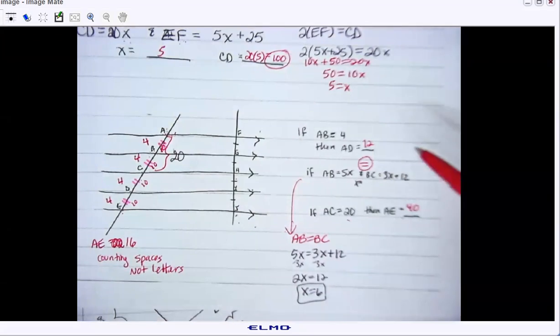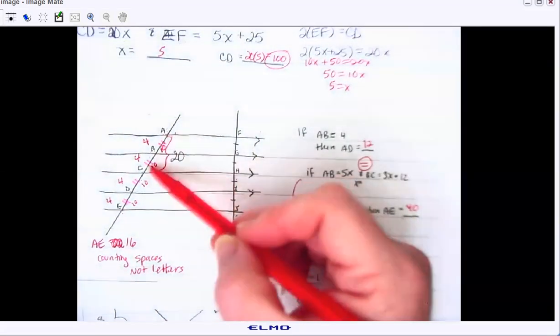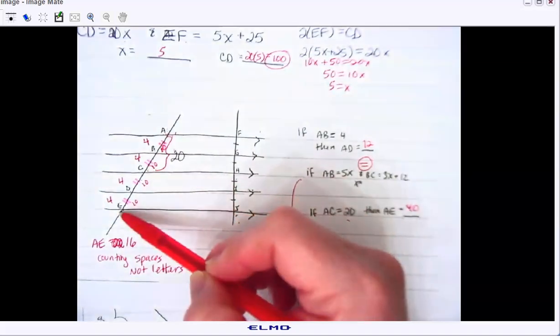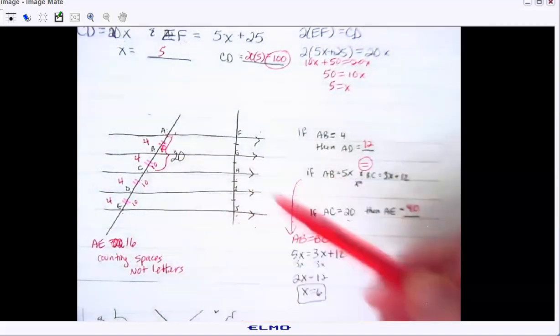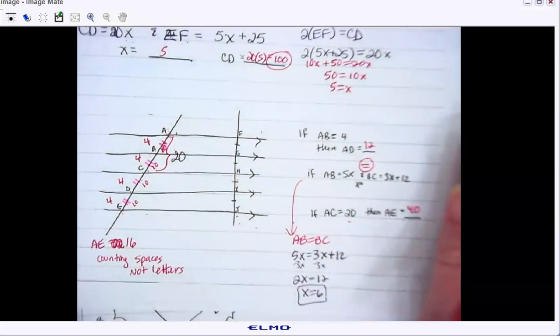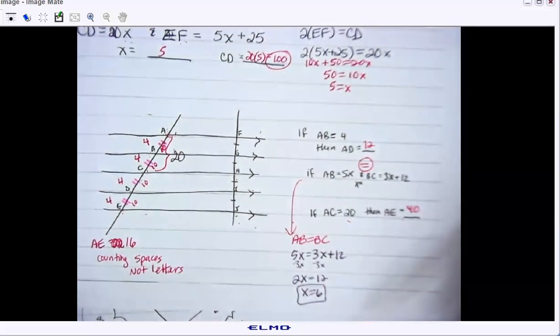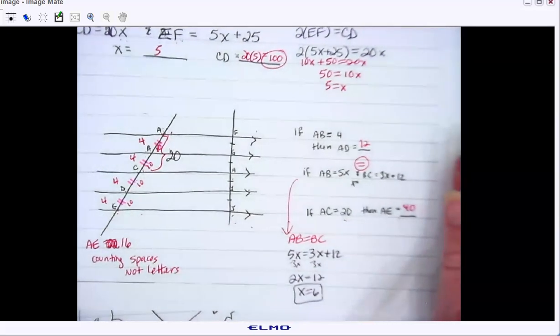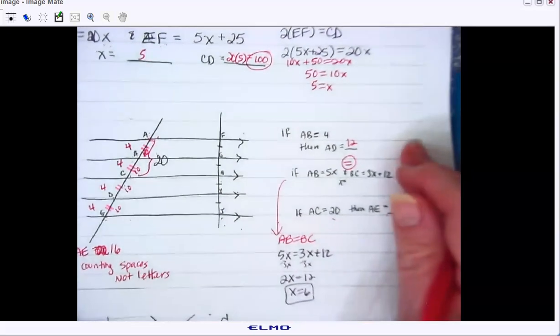There's another way to do that. It's like here's 2 intervals and here's 2 intervals. We could have just added 20 and got 40. So I'm sure some of you did it probably both ways. Any questions on those? Okay.